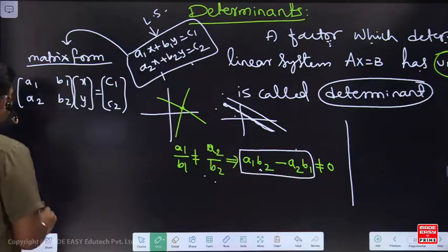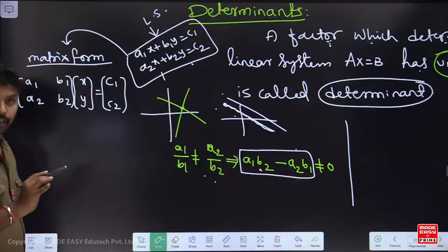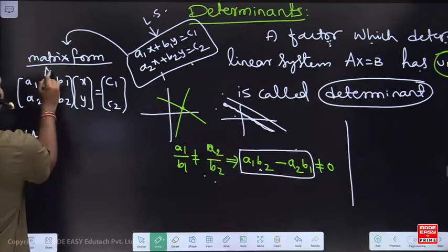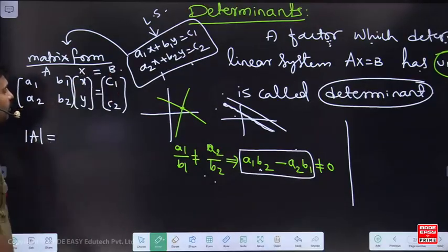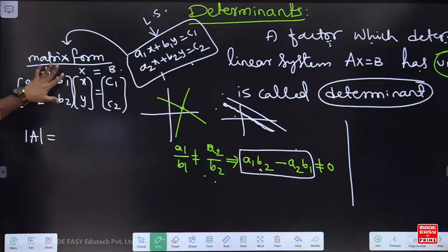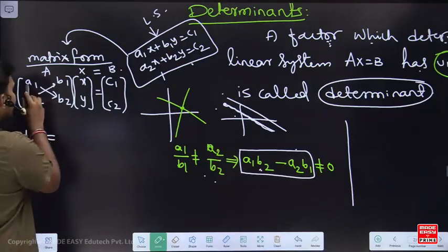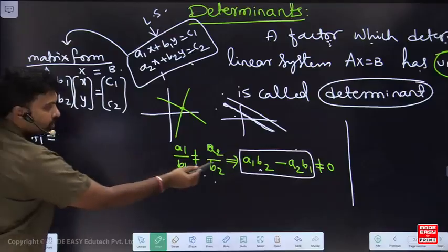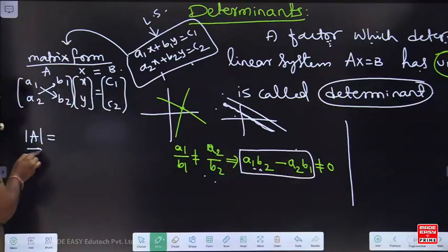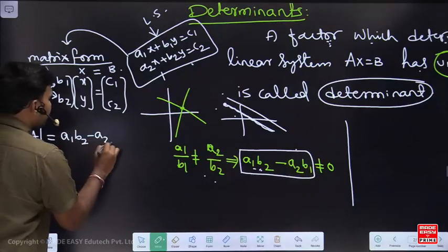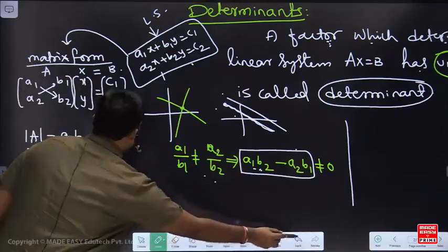So now you say this a1 b2 minus a2 b1. So here we are defining the determinant of A. So this is A and this is x and this is b here. Now the determinant of A, that means the determinant of this coefficient matrix, is given by a1 b2 minus a2 b1. So this is the operation which we consider as the determinant of the matrix here. So determinant of A is equal to a1 b2 minus a2 b1.